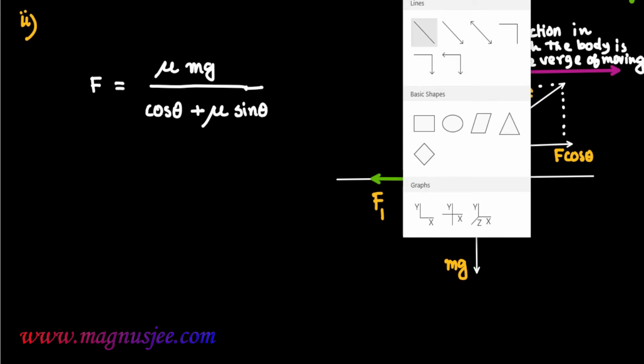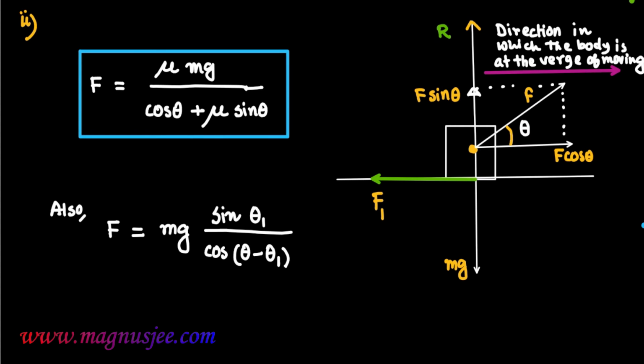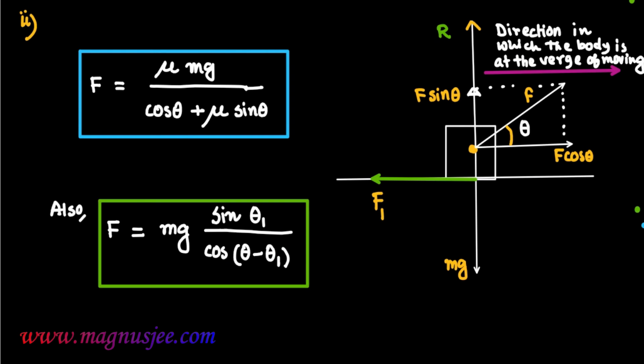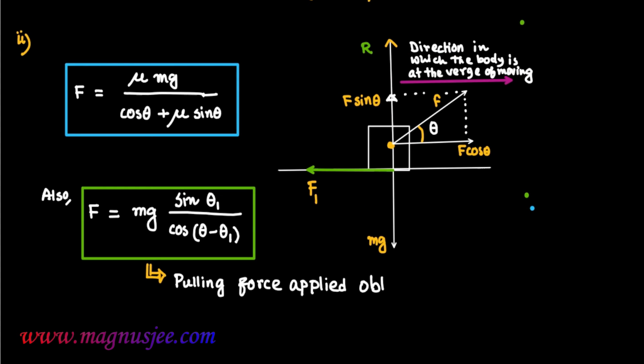This is the expression of pulling force applied obliquely on a body at an angle theta placed on a rough surface. Also we can prove that F equal to mg sin theta L divided by cos theta minus theta L, where theta L is the angle of friction and theta is the angle with which the pulling force is applied on the body with the horizontal. This is the expression of pulling force. Pulling force applied obliquely at an angle theta on the body with the horizontal direction.